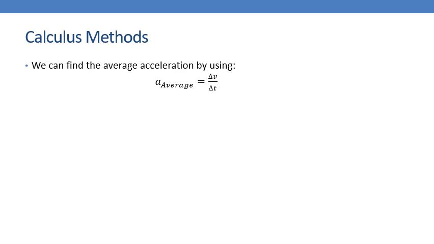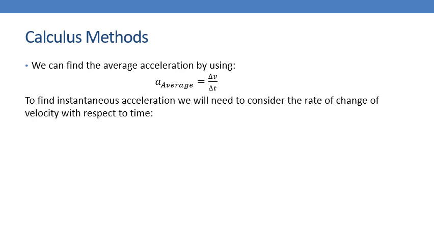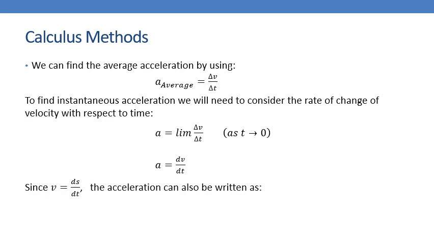So if we look at acceleration, what is acceleration? The rate of change of velocity, or the change in velocity divided by time. And the instantaneous acceleration is dv by dt. Because velocity is the rate of change of displacement over time, we can also write acceleration as the derivative of ds by dt, which is written as d2s divided by dt squared.